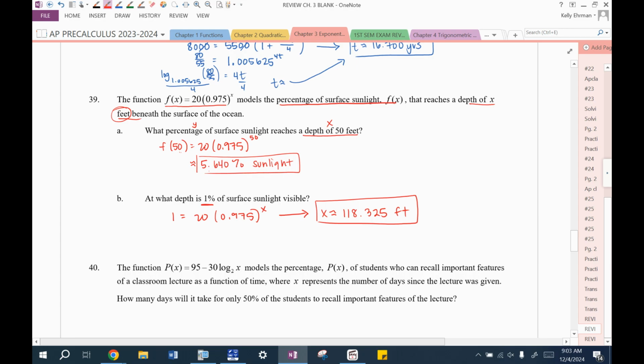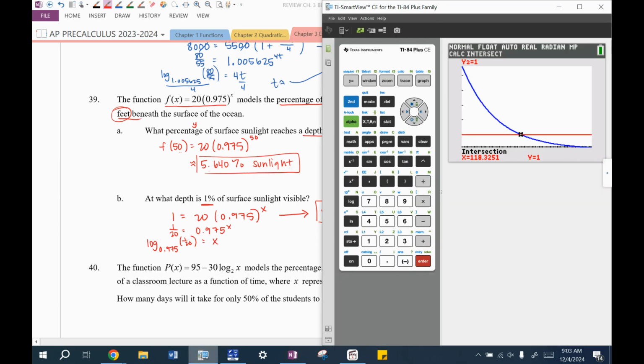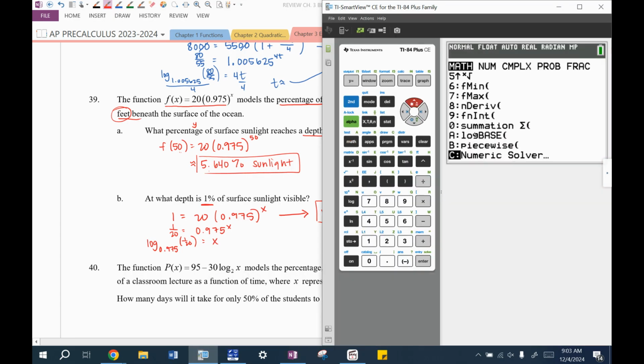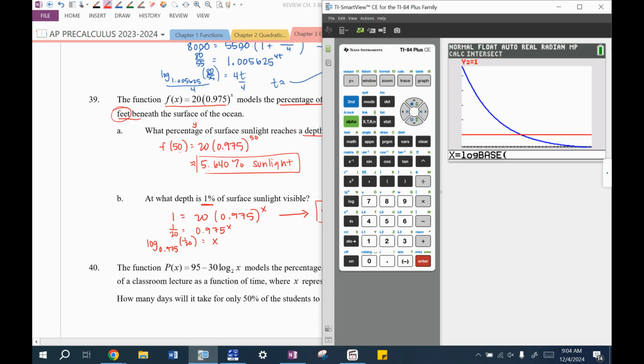What if you want to do it algebraically? So same steps as before. Isolate the exponential piece, so divide by 20. You're going to log base 0.975 both sides, and that's going to equal x. So math, log base.